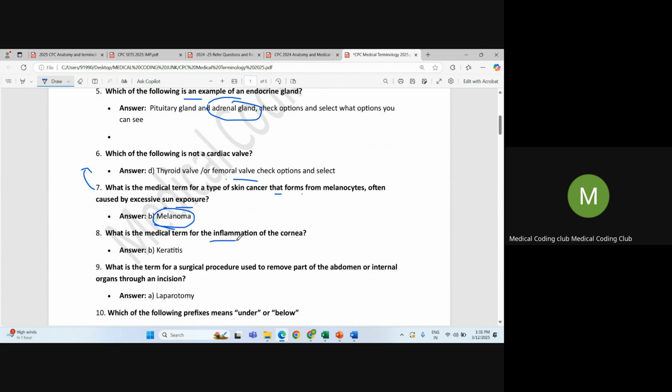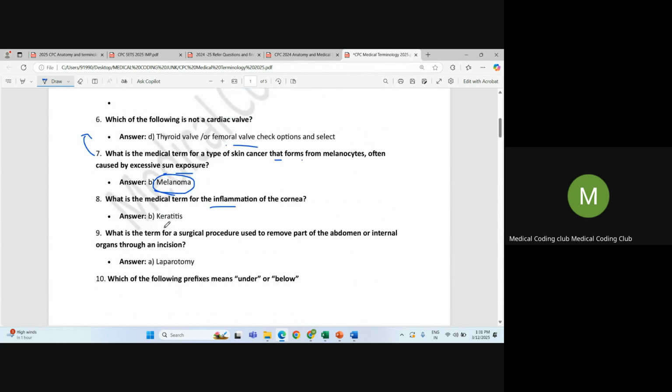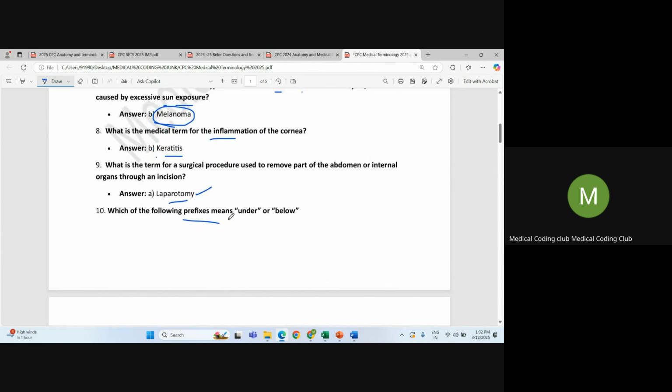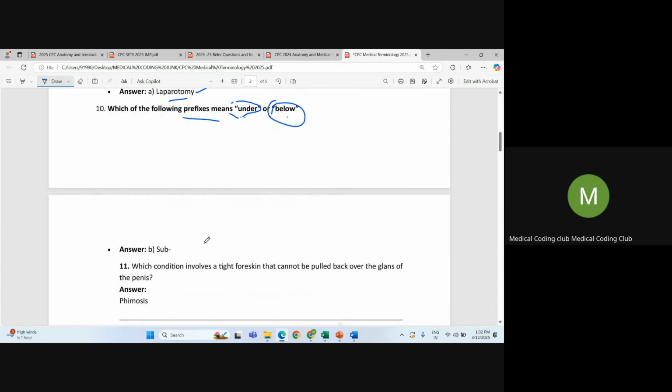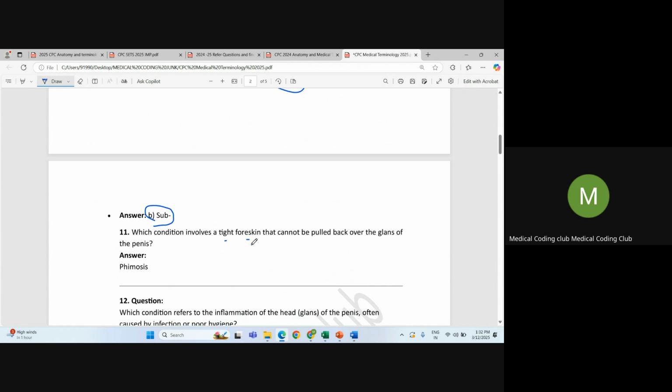And what is the medical term for inflammation of the cornea? It is keratitis. And which term is for a surgical procedure used to remove a part of the abdomen or the internal organ? We have already discussed, it is laparotomy. Which of the following prefixes means under or below? A few students got the prefix meaning under and a few got below. The answer option you have to select is sub. Next, which condition involves a tight foreskin that cannot be pulled back over the glans of the penis? The condition is called phimosis.